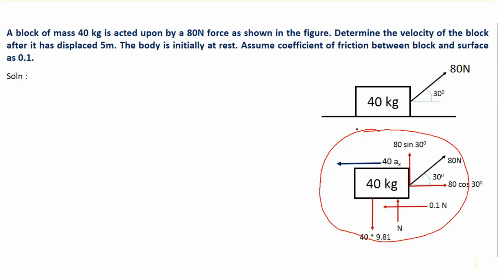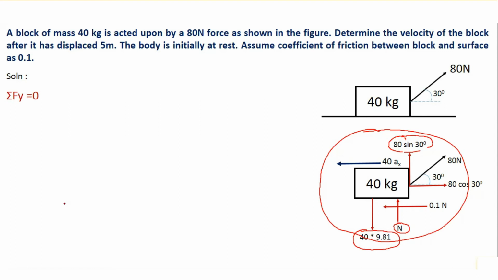The first condition of equilibrium is summation of Fy is equal to 0. So we need to add all the forces in y direction. So when you see in this diagram, there are three forces in y direction. The first one is this one, that is 40 into 9.81. The other one is this N going upwards, and the third one is this one, 80 sine 30.